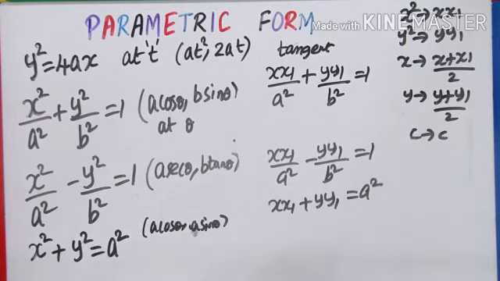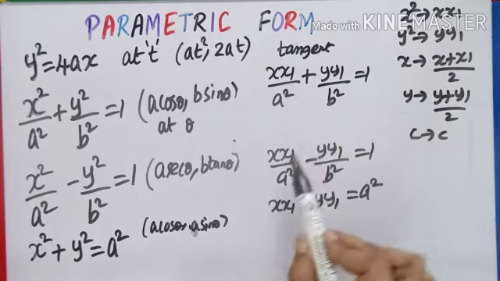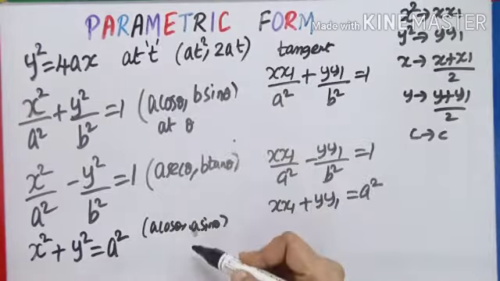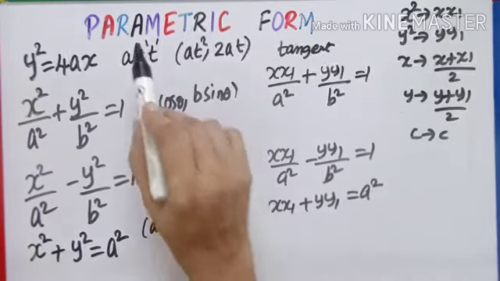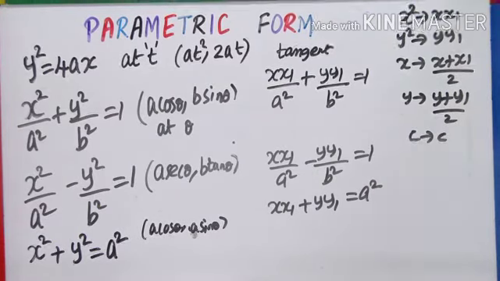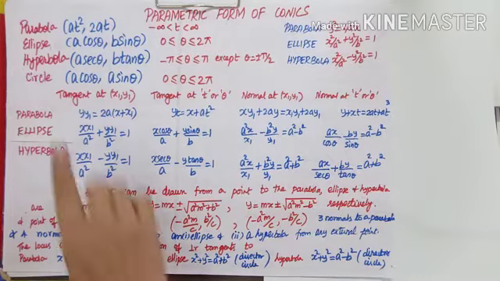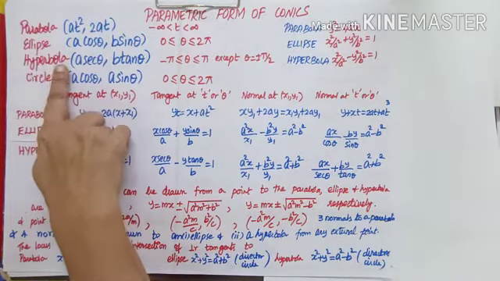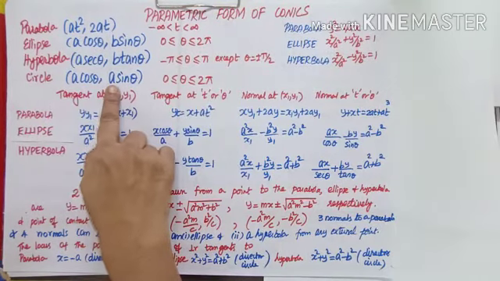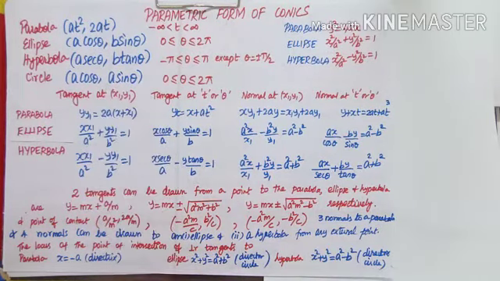And the next case: wherever x1, y1 are coming in these equations, let us put the parametric form and derive the parametric form of tangent also. So as we see the table, let us understand better. Parabola, ellipse, hyperbola, circle. The parametric form, as we had discussed earlier, we have tabulated.